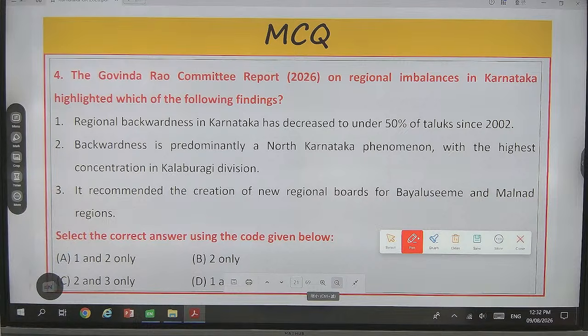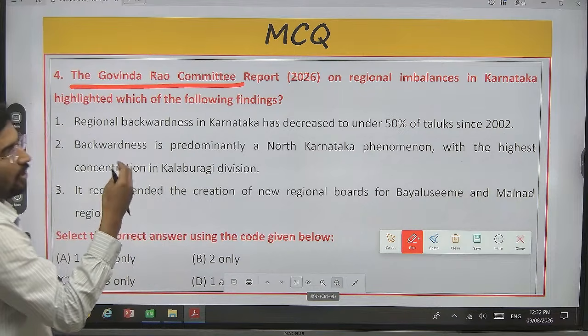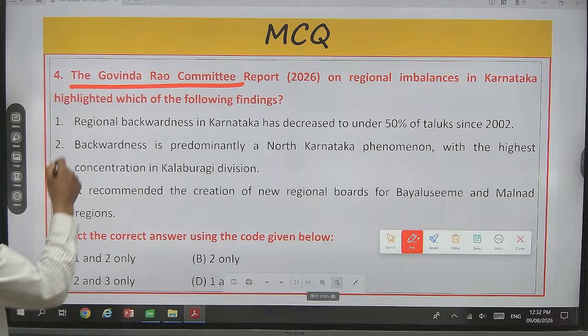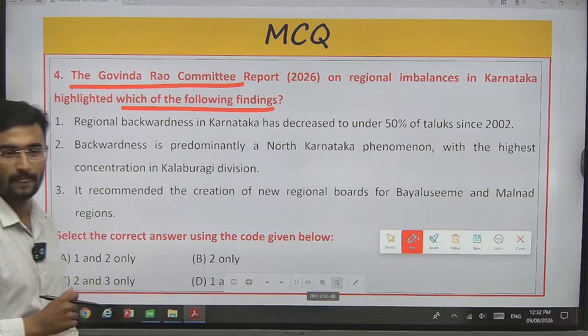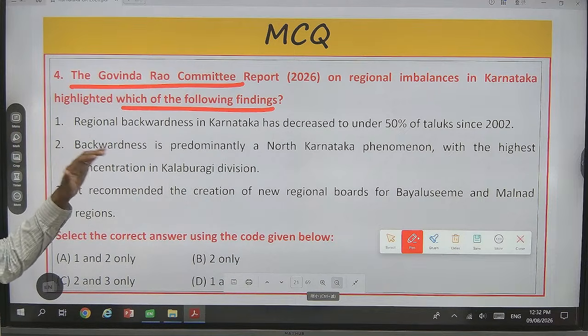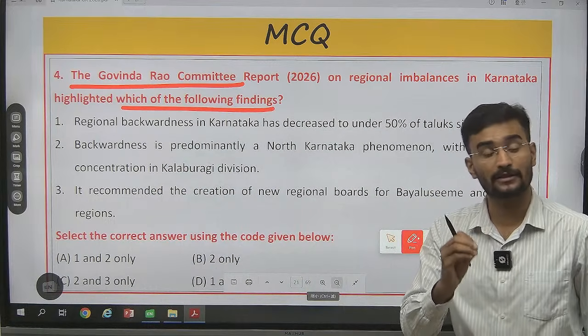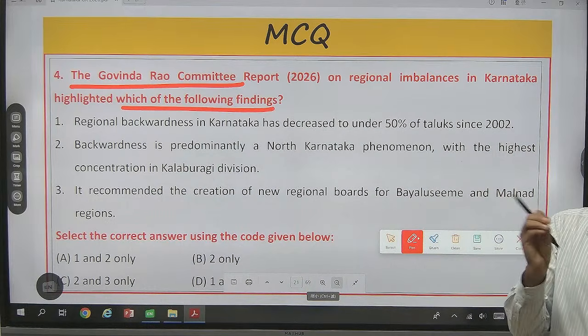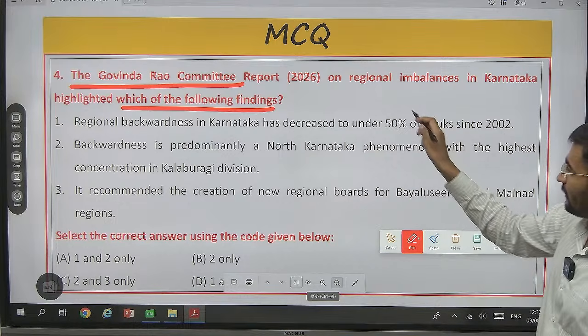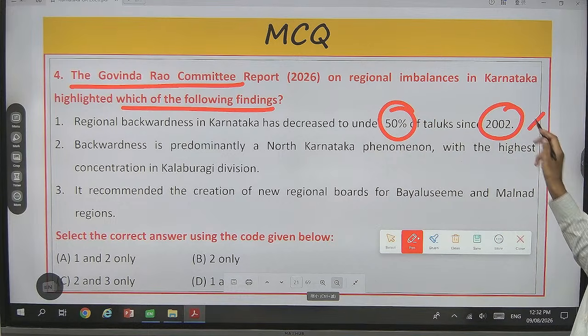Okay, come back here. The question here is, the Govind Rao committee report on regional imbalances in Karnataka highlighted which of the following findings? The first one, the regional backwardness in Karnataka has decreased to under 50% of taluks. See, remember one rule: factual statements are often wrong unless you are 1000% sure, not 100, 1000% sure. But let us see.